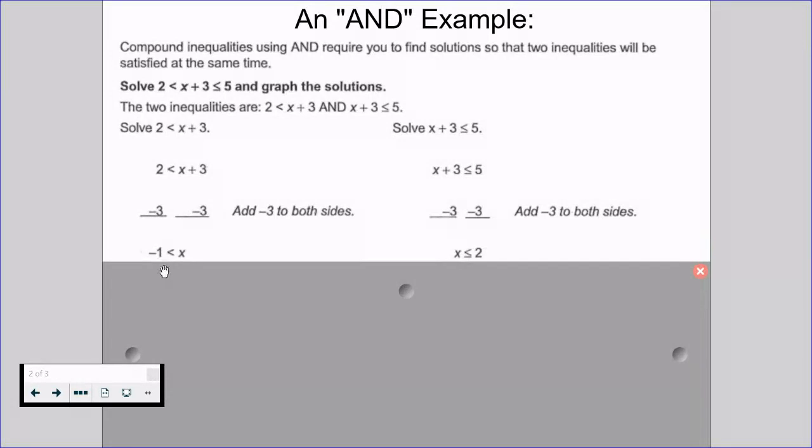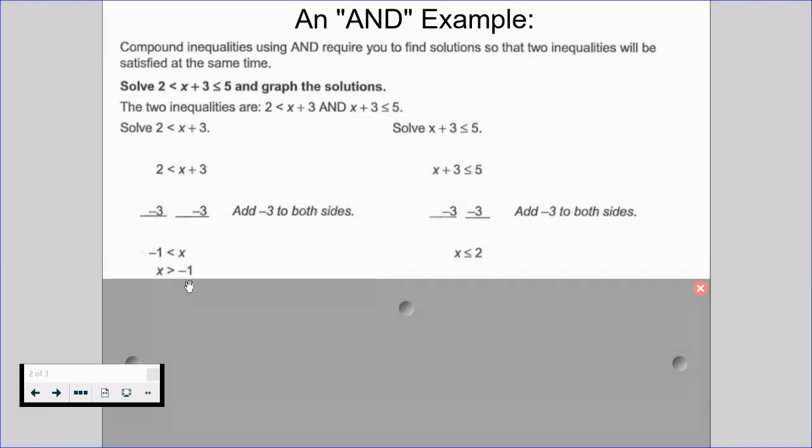So we get -1 is less than x. We also have x is less than or equal to 2. But we're not quite done yet. We want to flip that inequality. That way we have x is greater than -1. And we also have x is less than or equal to 2.